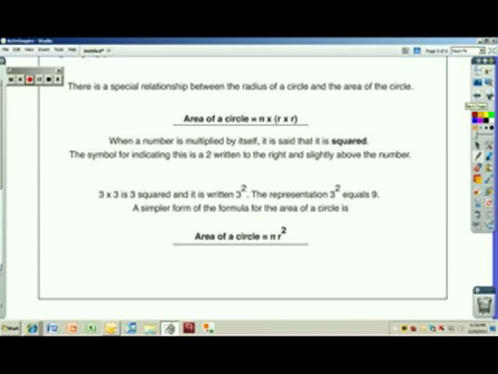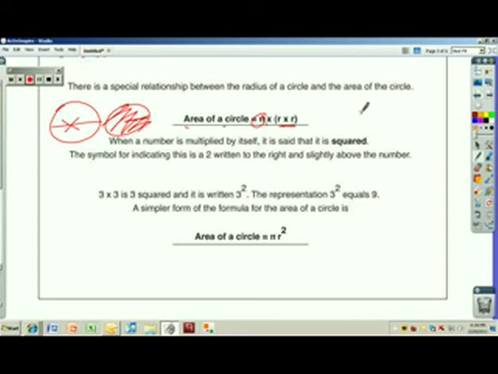And now we're going to learn how to find the area of a circle. There's a special relationship between the radius of a circle and the area of a circle. So now we're not talking about the diameter anymore. We're talking about the radius to find the area of a circle, the inside part of a circle, okay? The area of a circle is equal to pi times r times r. Pi times r squared.